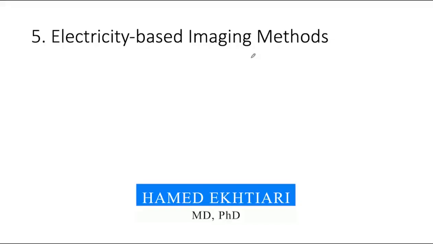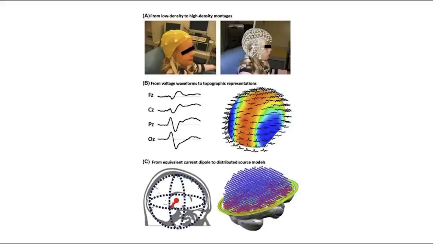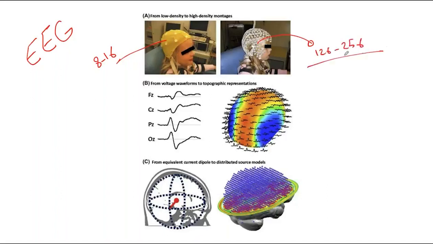Okay, now we are going to start part 5 of this session, this marathon that we have today, discussing electricity-based imaging methods. You all have heard about what we call EEG, electroencephalography. We can have EEG with low density electrodes, probably something like 8 to 16 electrodes. There are also multiple array electrodes, 126, 256. So there are different resolutions, or different numbers of arrays, that we can use in EEG.